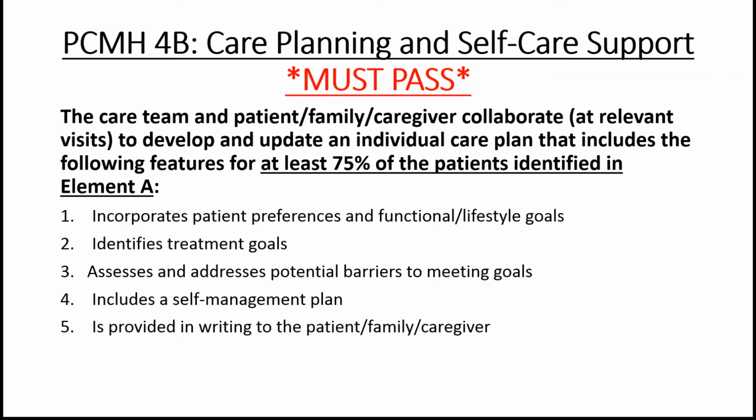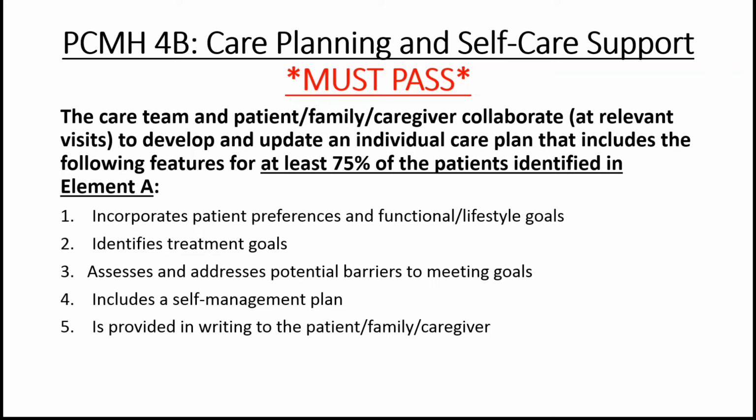So this is where we would be looking at those patients that were identified in factor 6 of element 4A and looking in the medical record for these specific things to be in there for at least 75% of the patients, so that we receive credit for each factor. Factor 1, incorporating patient preferences and functional and lifestyle goals. Factor 2, identifying treatment goals. Factor 3, assesses and addresses potential barriers of meeting goals.